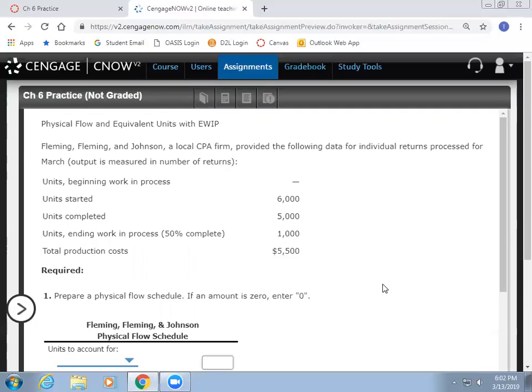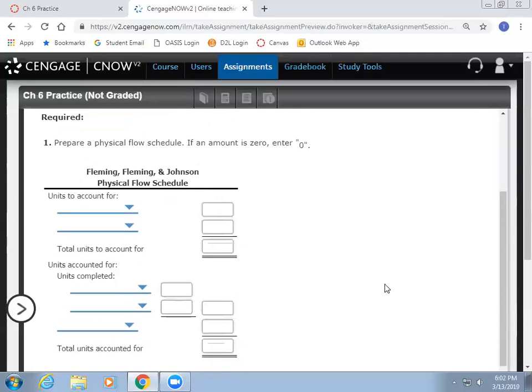So the first thing we always do is what we call a physical flow schedule to account for the units that we need to cost out, okay? So it always starts with, and this is on your notes too in the very top here, you have units to account for. You're going to look at beginning work in process plus what was started in the period, and that should always equal units completed and transferred out plus the ending work in process. So we're just looking at, those should equal each other. So we're going to do that reconciliation just to make sure we're accounting for the right numbers. So the first step is units in beginning work in process. Well, in this case, they told us there were 0.